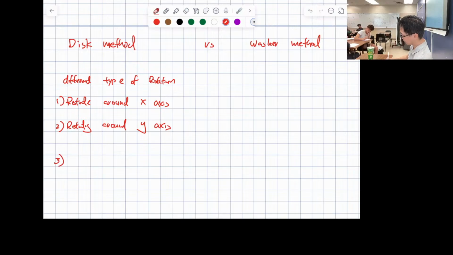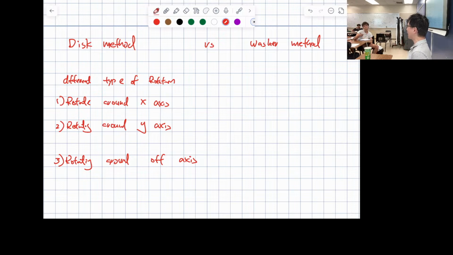3, you'll be rotating around an off-axis. So it's not x or y. It's any other place besides x and y. Usually it's a straight line. I'm not going to give you a diagonal line rotation. That would be way too hard. So it's going to be a vertical or horizontal line, and it's off axis though. It's not on the x-axis or y-axis. So there are different types of things.